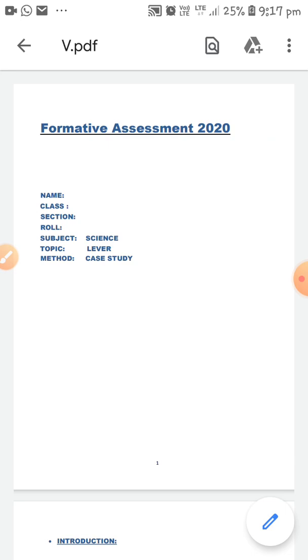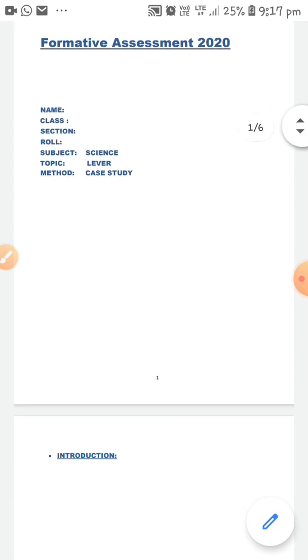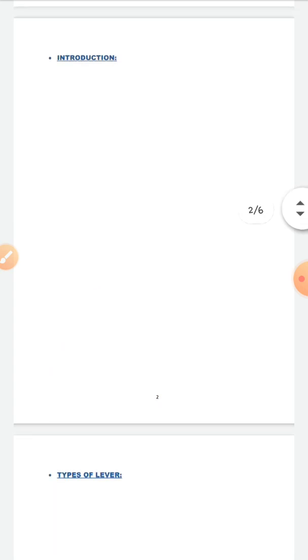You will give the heading formative assessment 2020 and then you will mention your name, class, section, roll number, subject, topic and method. See, subject, topic and method I have already mentioned. So you will copy it this way. Don't forget to put your roll number. It is very important.